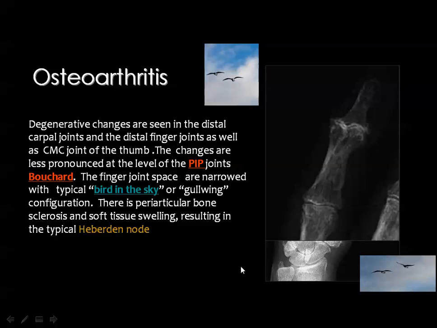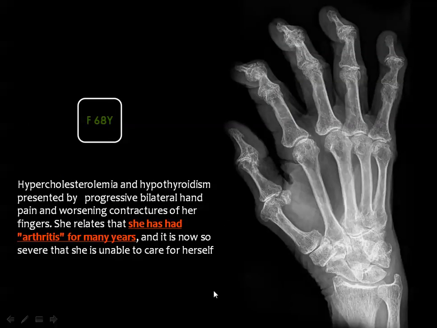This is just a simulation of what happens in the joint. There is narrowing of the joint space, subarticular bone sclerosis, and osteophytic lipping of the articular surfaces. And this is an advanced case of osteoarthritis of the distal interphalangeal joints of most of the fingers, showing the typical appearance. There is narrowing of the joint space, subarticular bone sclerosis, and osteophytic lipping of the articular surfaces.